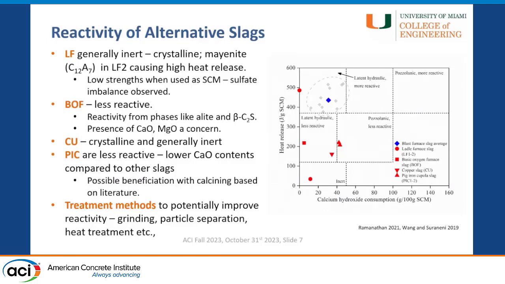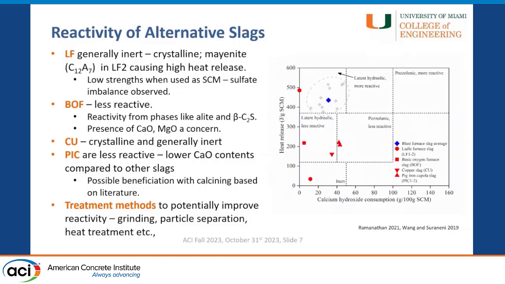To go deeper into what the reactivity of alternate slags is, if you look at this grayed out part on top, that's basically your ground granulated blast furnace slag, or the slag that we are traditionally used to, and we tested about 15 or 20 of those, and that's basically just shown in that region. So as you can see, they are well clustered. You have an average point that is shown by the blue marker there.